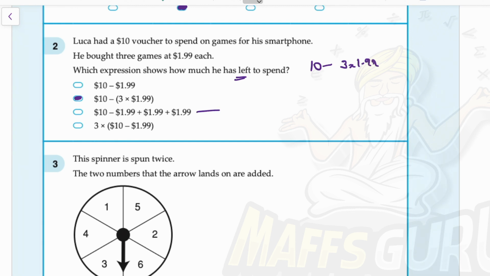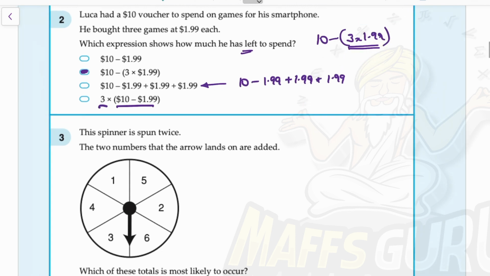In this situation here, what's actually happening is they're doing $10, they're taking away one of the games, but they're actually adding on 2 of the other games. So they're not actually subtracting the money, so that's not right. Here, they're taking away one of the games and then multiplying that by 3. That's not right. What we want to do is work out 3 lots of the game and subtract it from 10. Putting it in brackets first just tells me we're going to do this bit first.